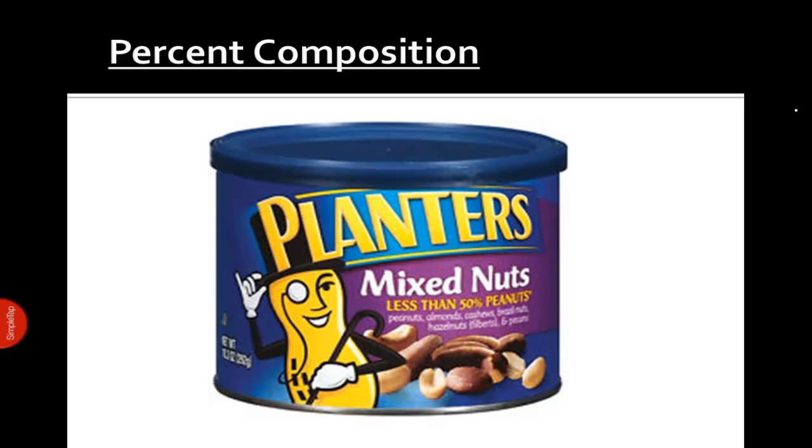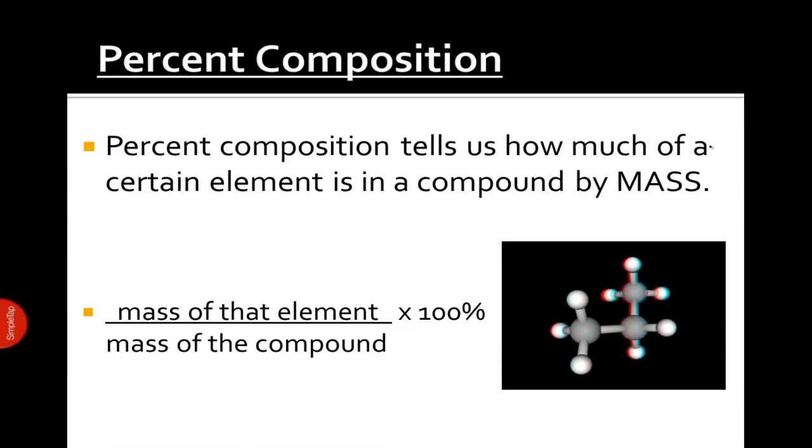One thing that always kind of messed with my mind is looking at Planters mixed nuts. It claims on the container that it's less than 50% peanuts, but if you count all of the nuts within this, there are way more peanuts than any of the other nuts. So the way they must be doing this is calculating it according to mass. And that's what percent composition is. Percent composition tells us how much of a certain element is in a compound according to the masses, not according to how many.